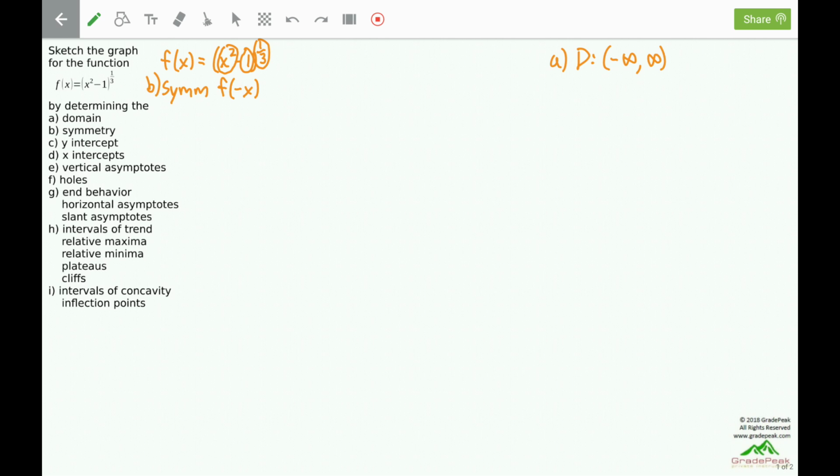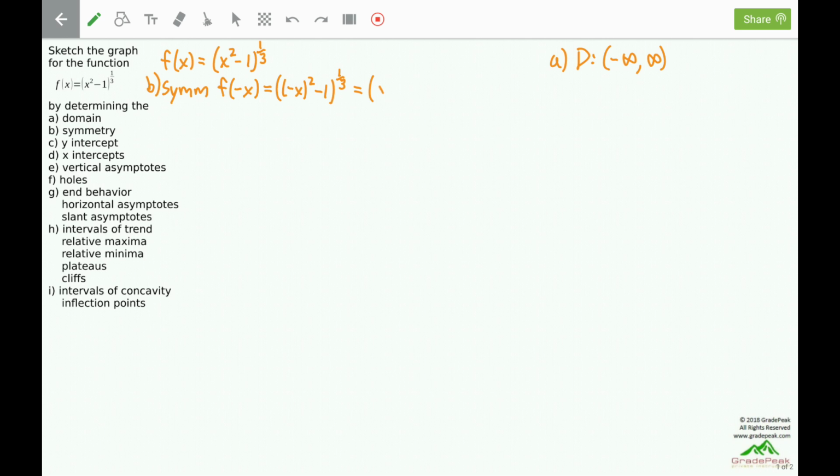to a fractional exponent whose denominator, the root, is an odd number, and an odd root retains the symmetry. Since both terms inside of there will have y-axis or even symmetry, the 1/3 power will retain that even symmetry, and it is expected f of x will have even symmetry. F of negative x equals negative x squared minus 1 to the 1/3.